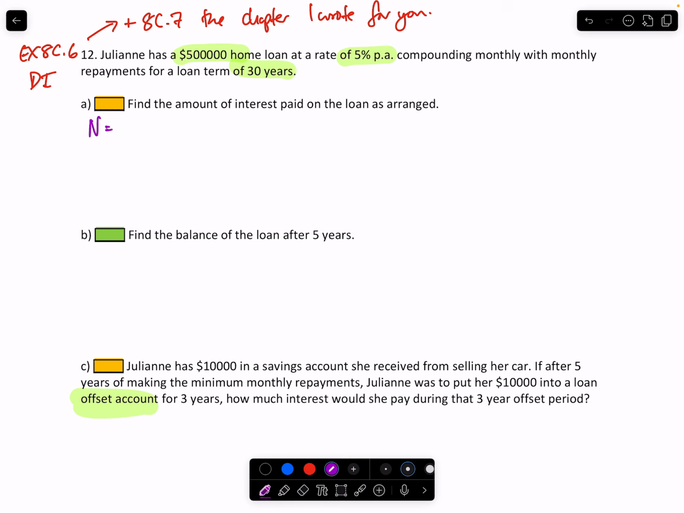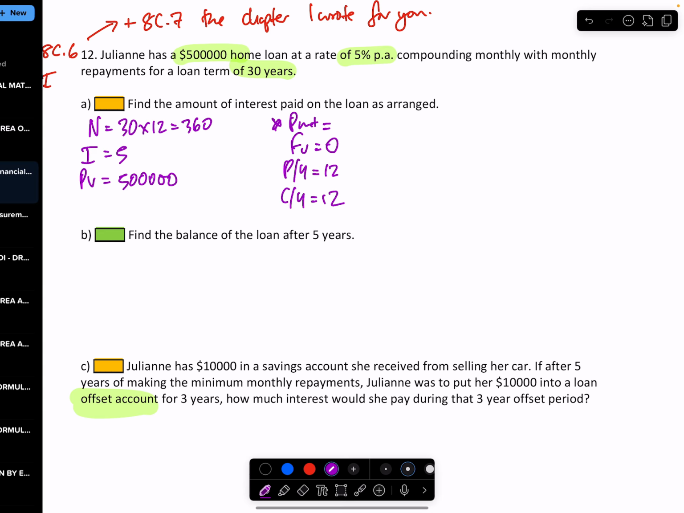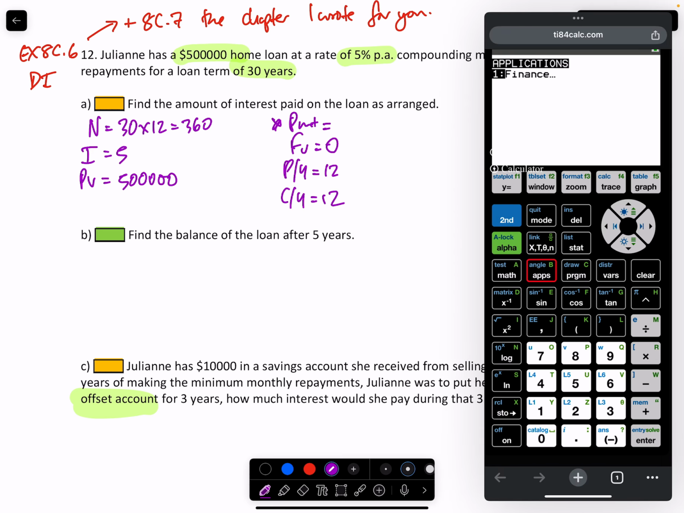So 30 years, 30 times 12 is going to be 360. Interest rate is 5. PV is 500,000. Solve for PMT. FV, I don't want to owe the bank anything. PY equals 12. CY equals 12. Apps, Finance, TVM Solver: 360, 500,000, 12 and 12. Alpha, enter. Negative $2,684.11 to 2 decimal points.